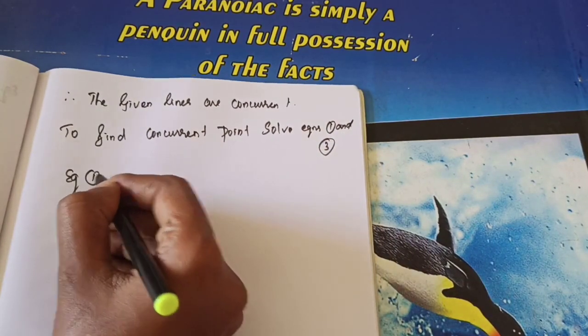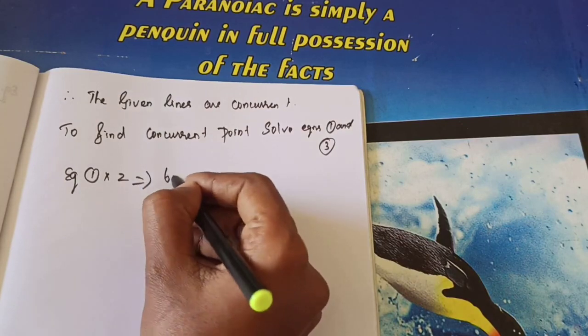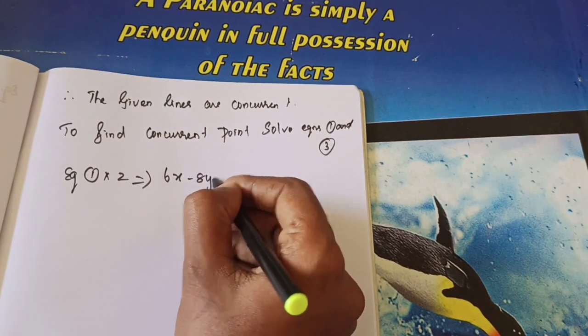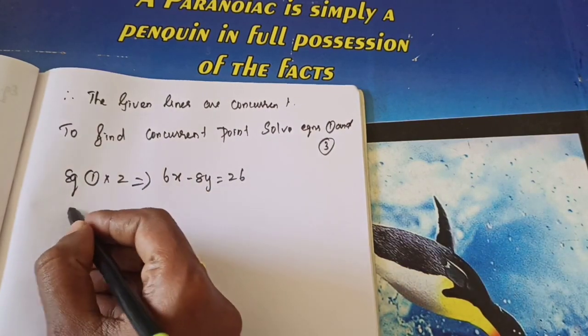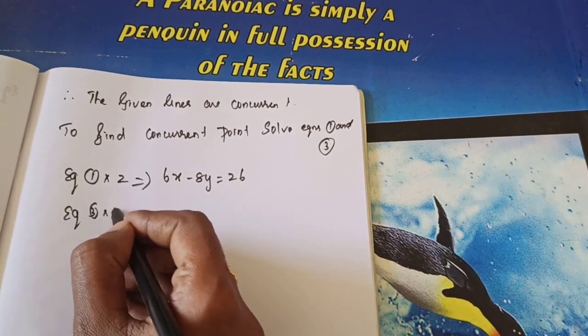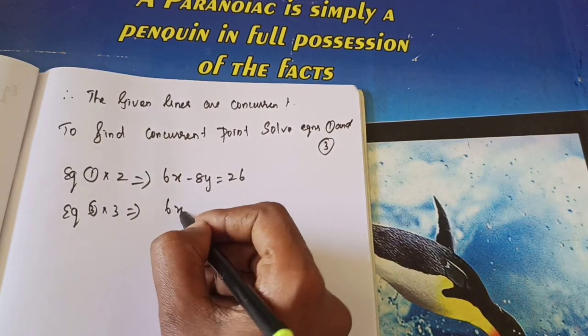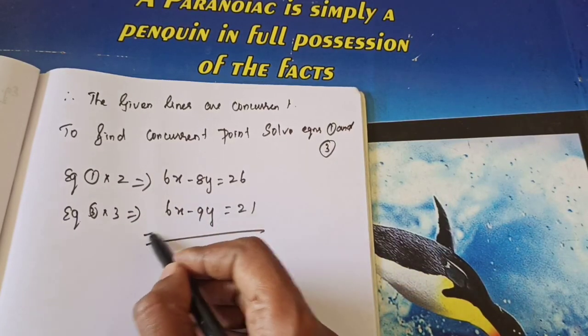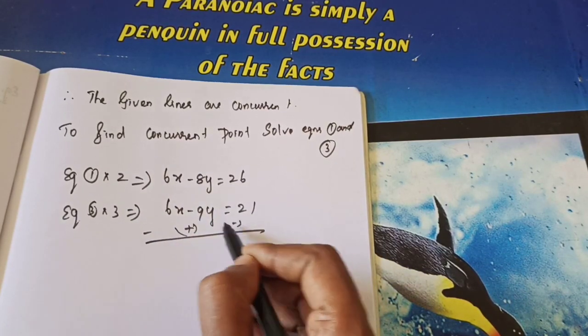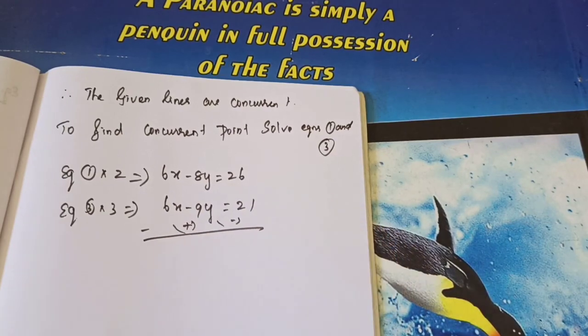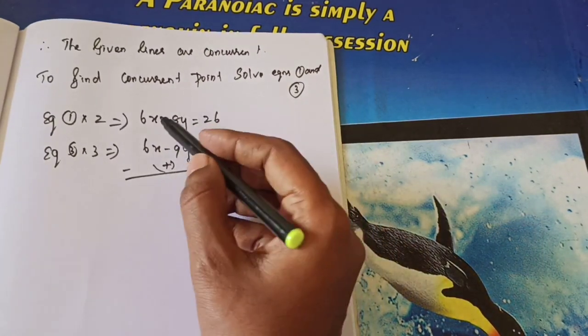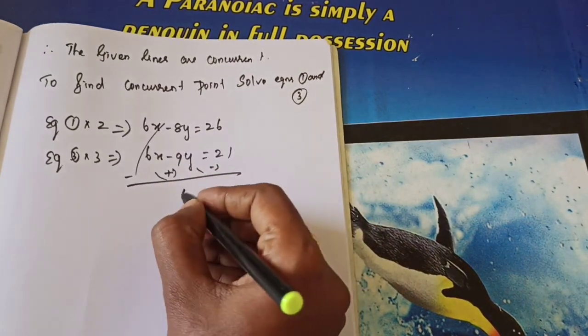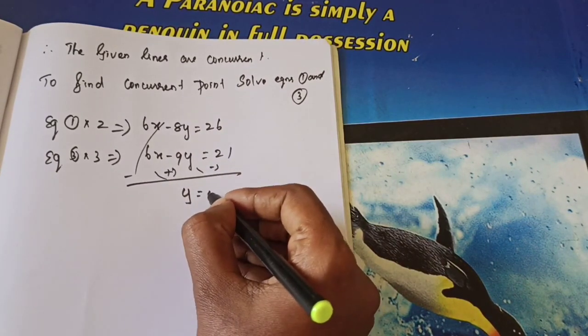So equation 1 into 2 you can substitute, and you will get 6x minus 8y is equal to 26. Then equation 3 you can multiply with 3, so it will become, because of that I am skipping, simply 21. Okay, so what will happen? Minus plus, these are all things you have learned in 10th standard, is it right? So these are the things you know. So this will get cancelled. So what's the answer? y is equal to 5.